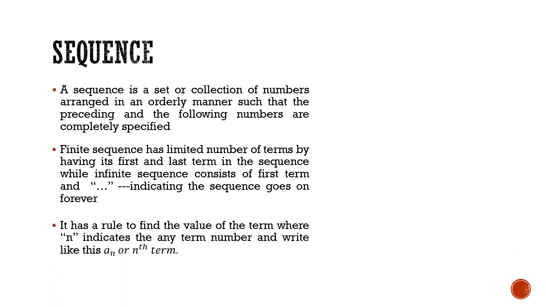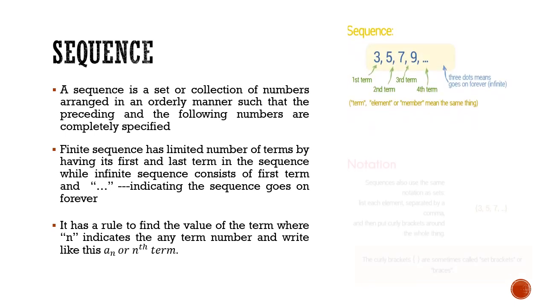So here, in a sequence, it has a rule to find the value of the term where n indicates any number, any term number, and write like this, a sub n or nth term. So here's the picture.